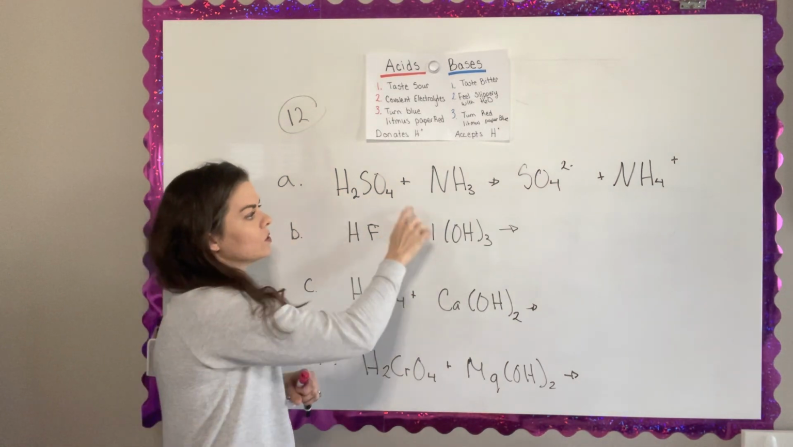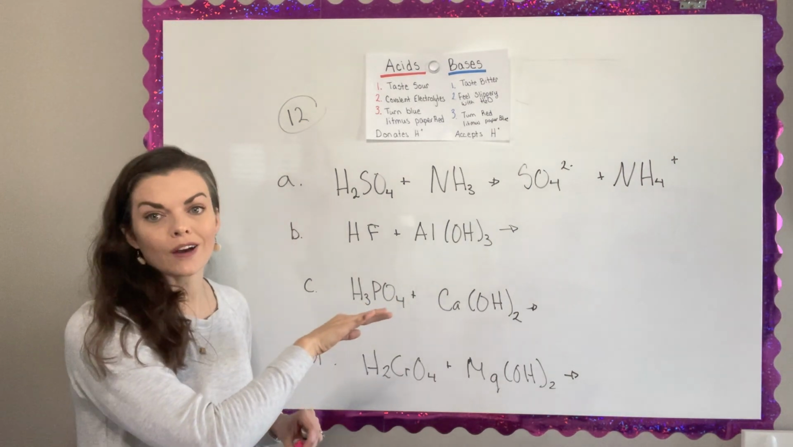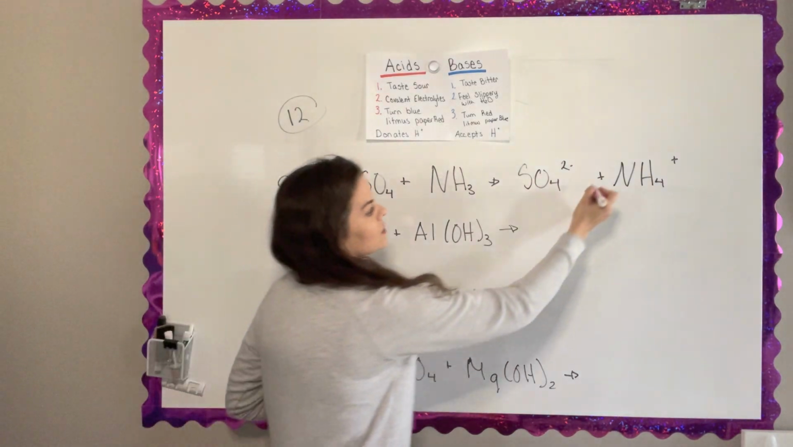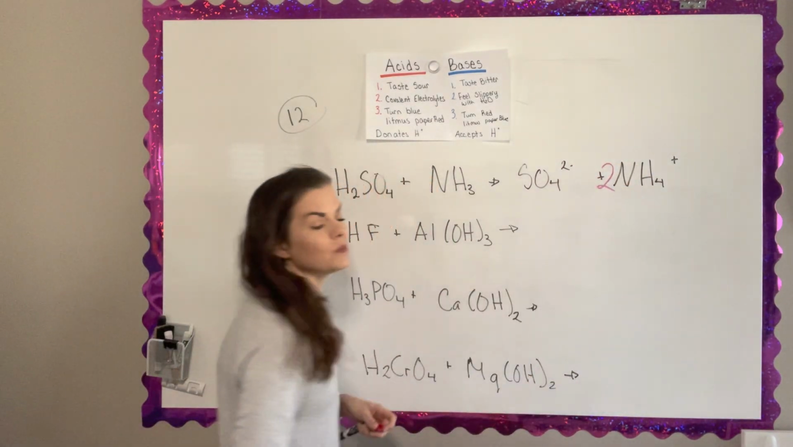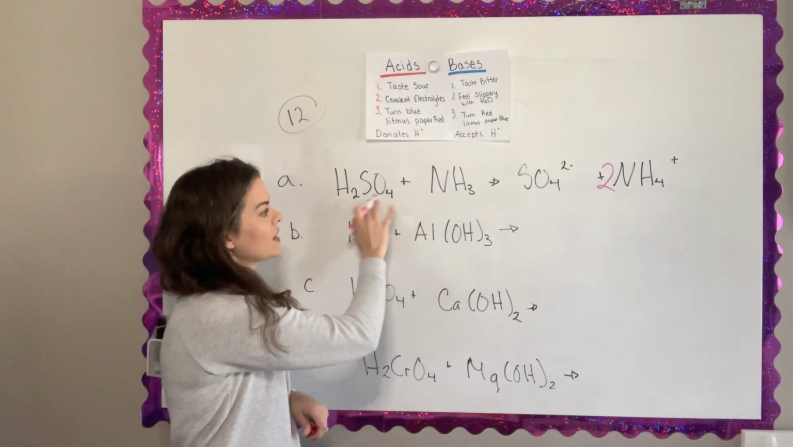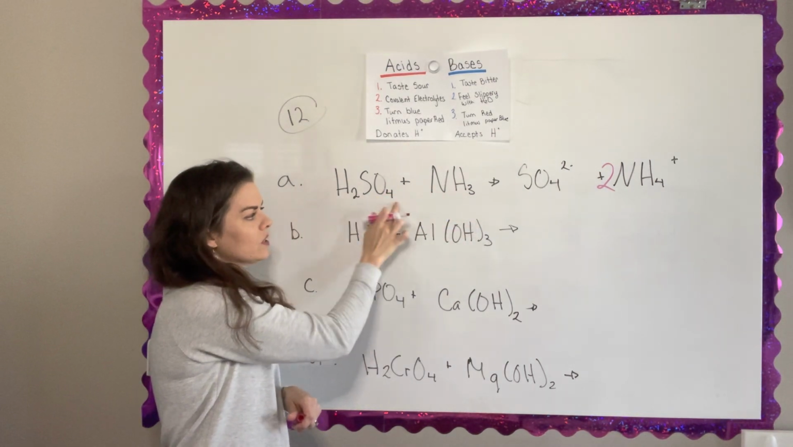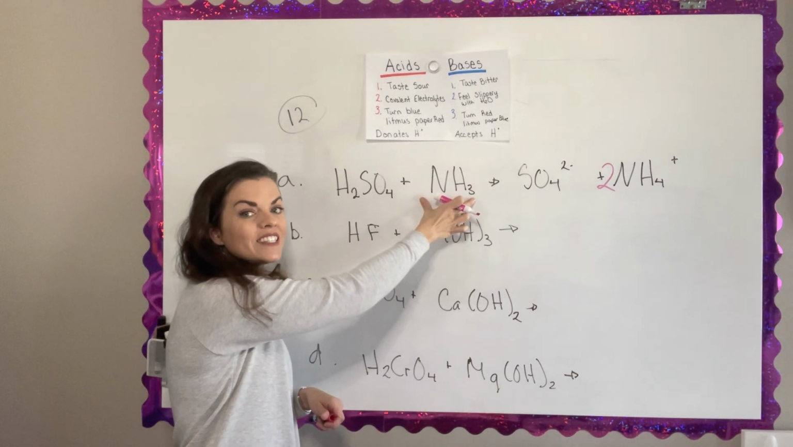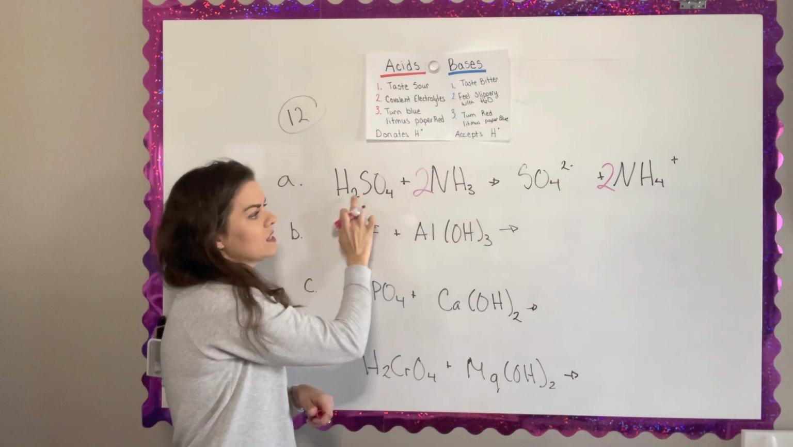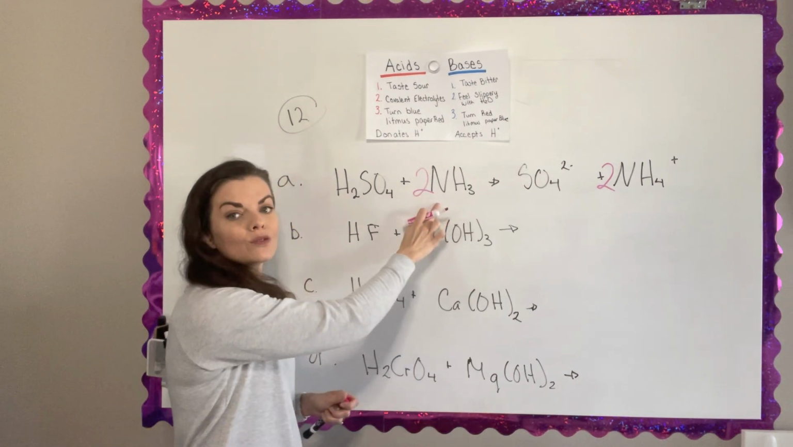So here we have 1, 2, 3, 4, so we have 5 hydrogens on this side, and we have 4 hydrogens on that side. So how can we adjust the hydrogens? Well, let's put a 2 here, because if I put a 2 there, I now have 8 hydrogens on that side, and I can make these equal 8. Because there's 2 here, this needs to be 6. So if I put a 2 here, 2 times 3 is 6, 7, 8. So now I have 8 hydrogens on both sides, and it also balanced out the nitrogens because you have 2 nitrogens on both sides.